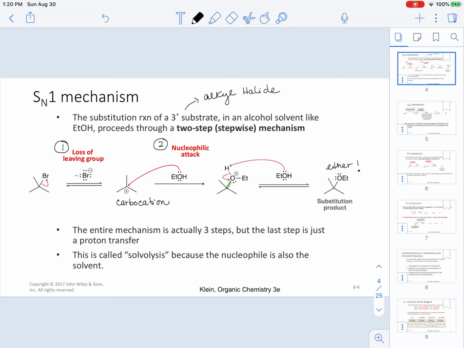Okay? But remember, when we have substitution reactions, it depends on what is the incoming nucleophile to see what kind of product we're going to form. We can have ethers, we can have alcohols, and we're going to see other examples as we move right along. So, as you can see, we always think about it, like I just illustrated, that this mechanism happens in two steps, but it's actually three because of the deprotonation at the end. Now, because the nucleophile is also the solvent, that's why this process is called solvolysis.